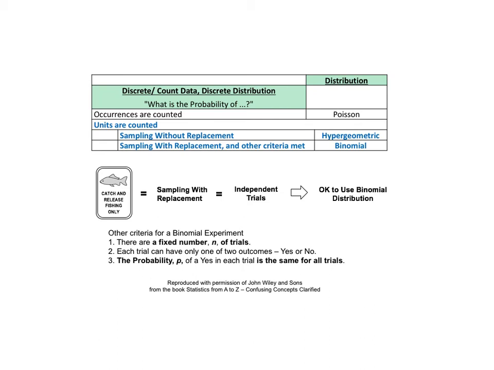are also met. These include: 1, there are a fixed number n of trials; 2, each trial can have only 1 of 2 outcomes, yes or no; and 3, the probability p of a yes in each trial is the same for all trials. For more on the concept of sampling with or without replacement, see the video on the binomial distribution.